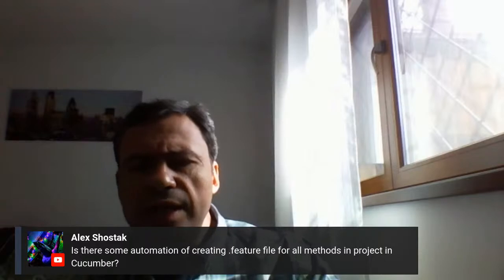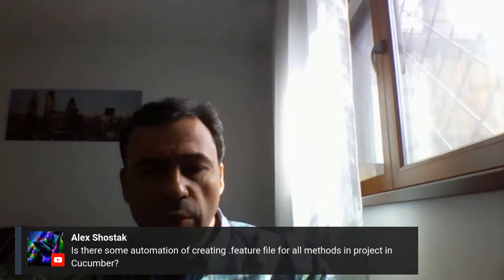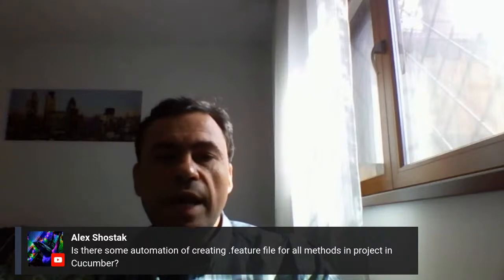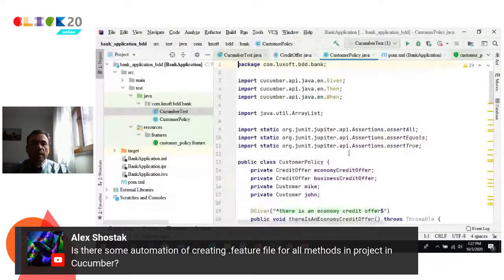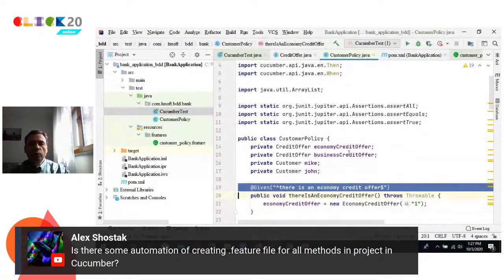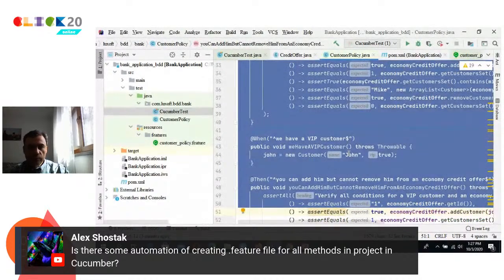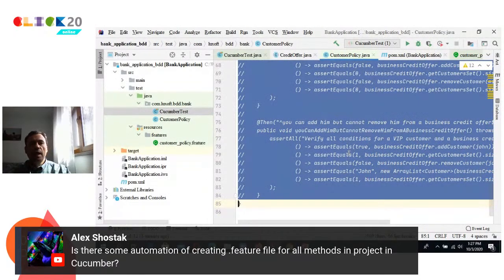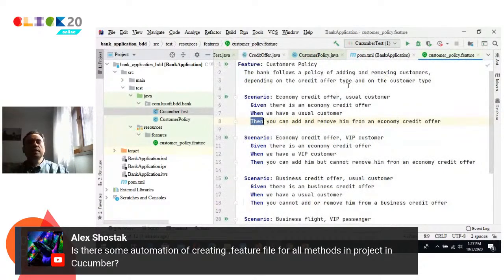Is there some automation of creating feature files for all methods in a project in Cucumber? I was making this demonstration here. So let's presume that I commented out only these first two methods, but let's presume that our test is empty, and we have received only this feature file from the business analyst. You see, we have immediately changed the color of these steps because the Cucumber plugin knows that they are not implemented.